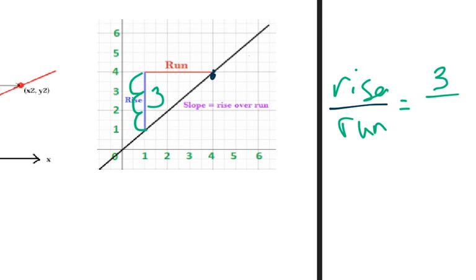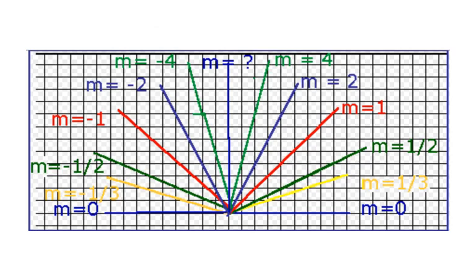Let's find out how far I had to run. So from here, I go 1, 2, 3. I also run 3, and 3 over 3 is 1, so the slope of this one is 1. And that makes sense, because it's not very steep. If it's a higher number, like 7, it's a very steep line. Fractions are gradual, they're not very steep at all. I'll show you an example.